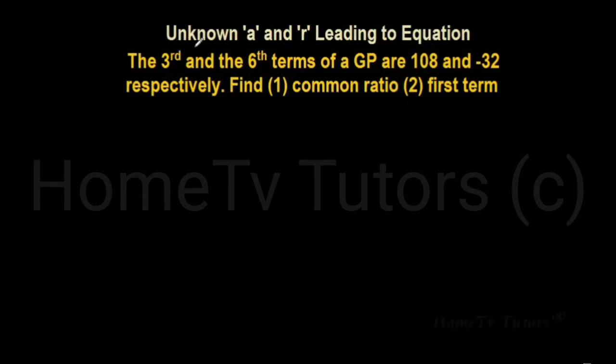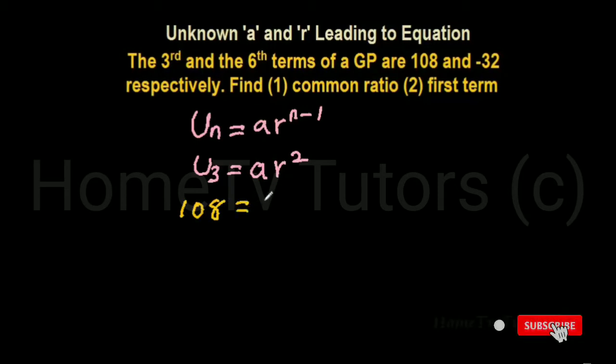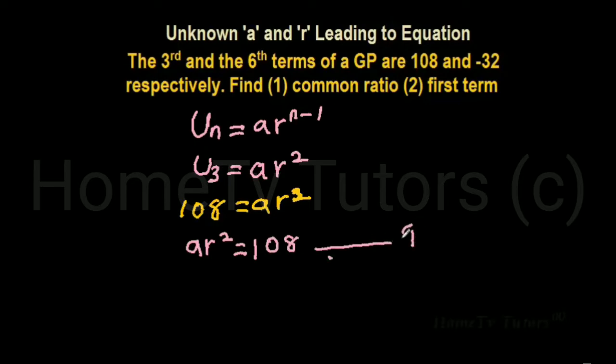For example, the third and the sixth term of a GP are 108 and minus 32 respectively. Find 1. Common ratio. 2. First term. Now we are to use the n-term formula, which is un equals ar to the power of n minus 1, where the third term is equal to ar to the power of 2. The third term is 108 as given in the question. If we write this in the reverse order, that is ar to the power of 2 equals 108. Let this be equation 1.